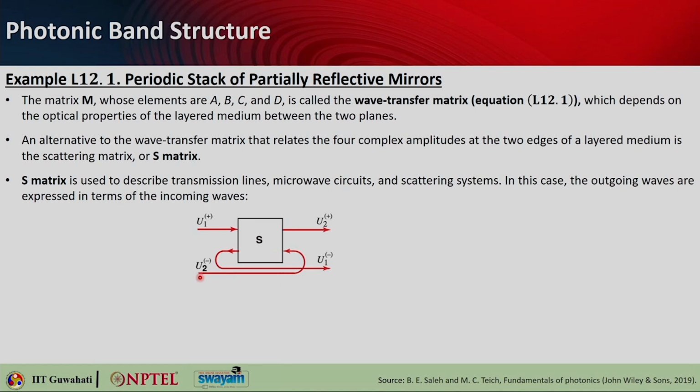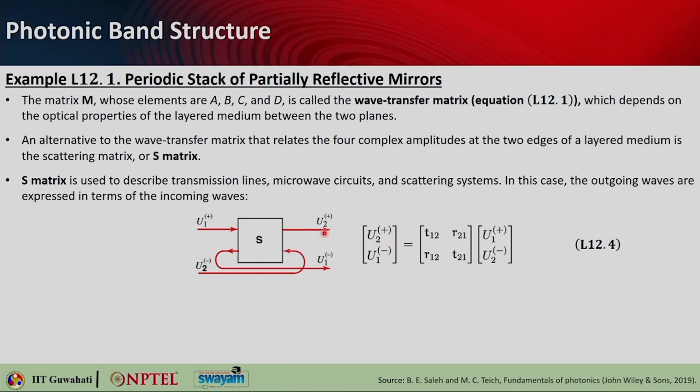So, you can actually take that U2 minus as an incoming one. In that case you can simply see what the two outgoing waves from this particular system are, that is U2 plus and U1 minus. So, U2 plus and U1 minus are the outgoing, and what are the incoming? U1 plus and U2 minus. You are trying to correlate this outgoing set of waves with the incoming set of waves. So, what are the coefficients?